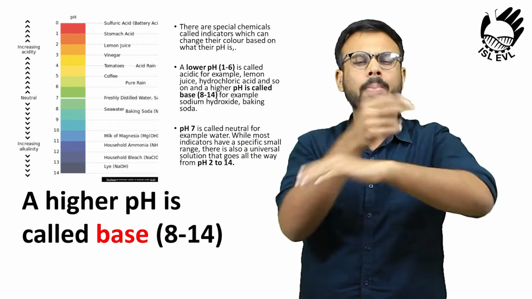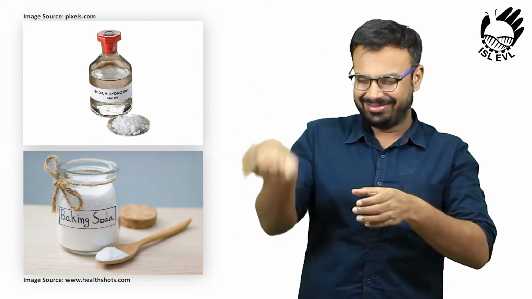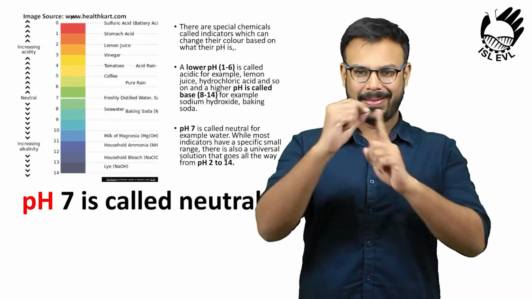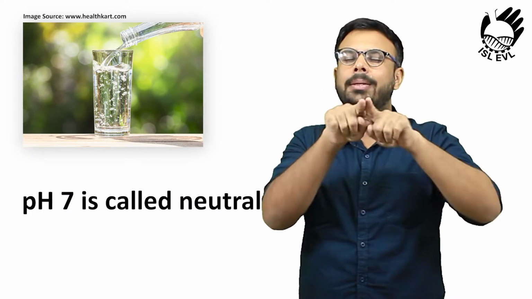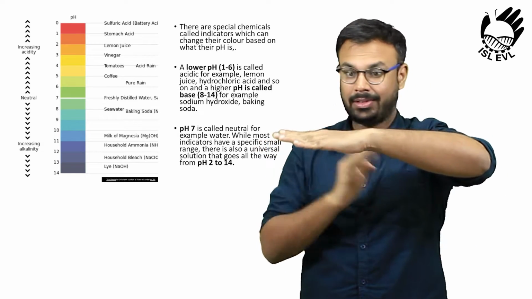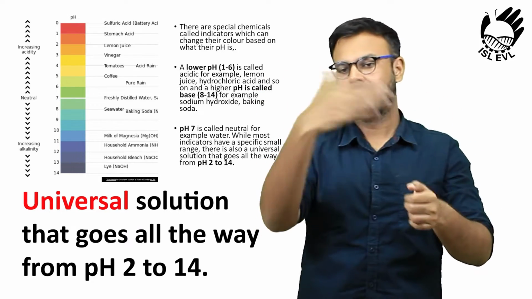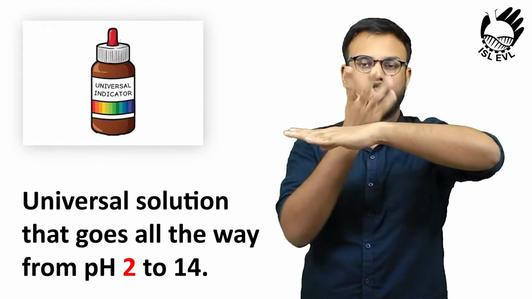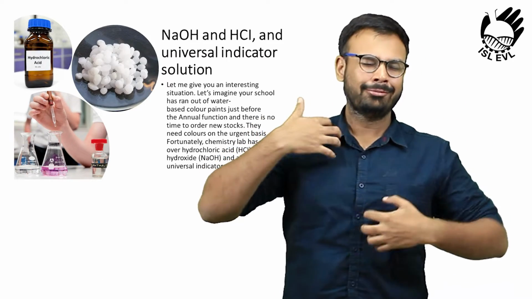And a higher pH on the scale is called basic or alkaline, from 8 to 14. For example, sodium hydroxide or baking soda. pH 7 is called neutral. For example, water. While most indicators have a specific and small range, there is also a universal solution that can be used to measure pH all the way from 2 to 14.